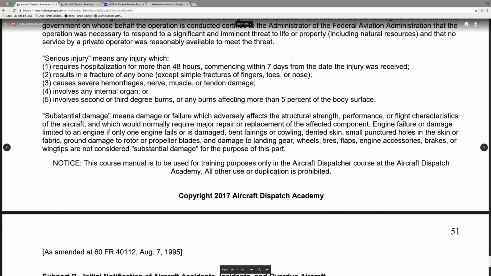All right. Serious injury means any injury which requires hospitalization for more than 48 hours, commencing within 7 days from the date the injury was received, results in a fracture of any bone except simple fractures of fingers, toes, or nose, causes severe hemorrhages, nerve, muscle, or tendon damage, involves any internal organ, or involves second or third degree burns or any burns affecting more than 5% of the body's surface.